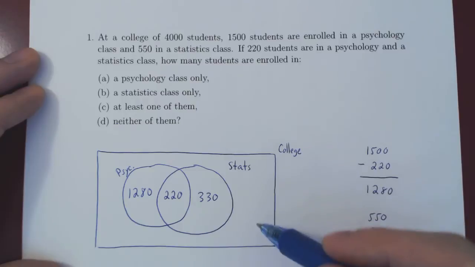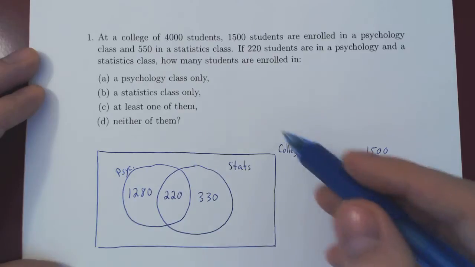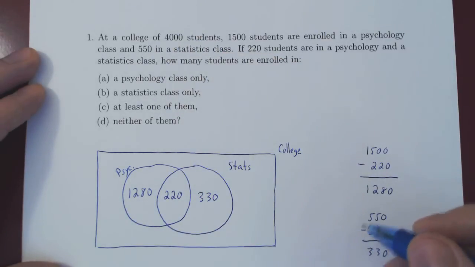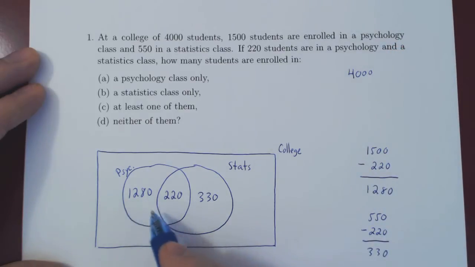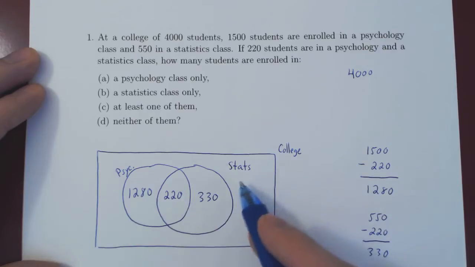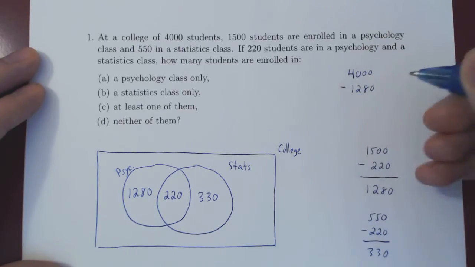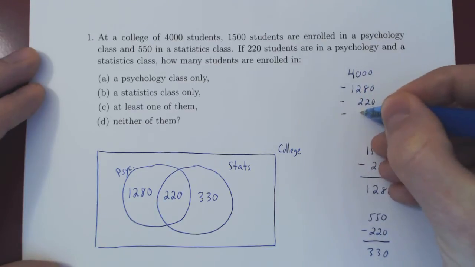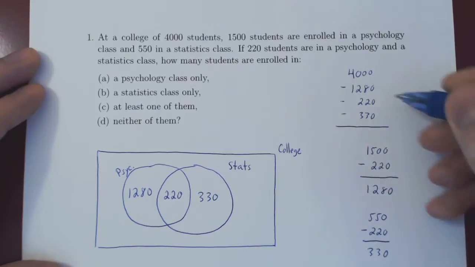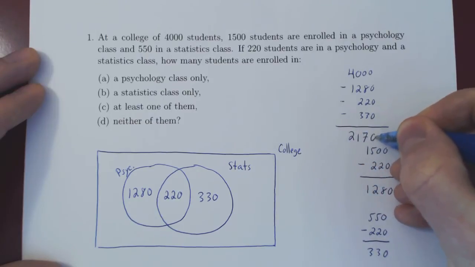And now we can find the number of students in the outer region, because we know that the total number of students in the college is 4,000. So, let me do it here. If we take all students, 4,000, and we remove those, and those, we're left with the students in the outer region. So we subtract 1,280, 220, and 330 from 4,000. And if you remove all those from 4,000, you're left with 2,170.